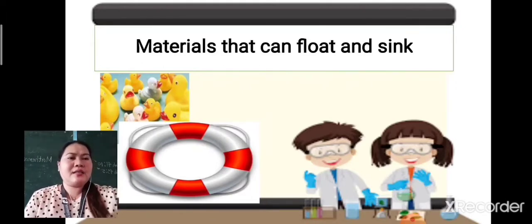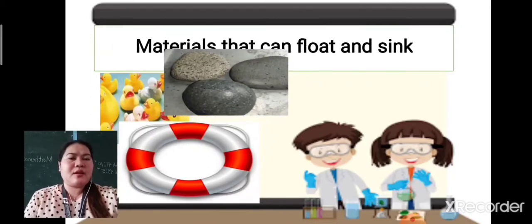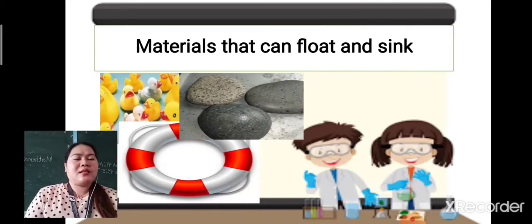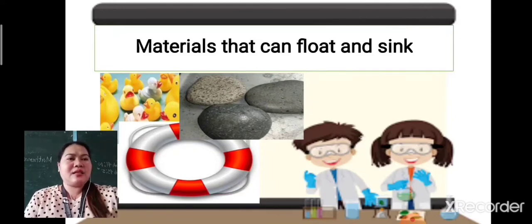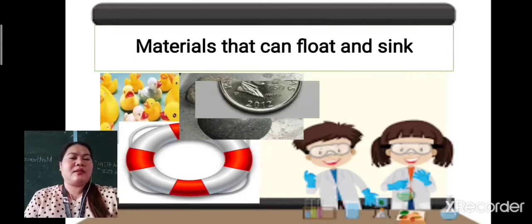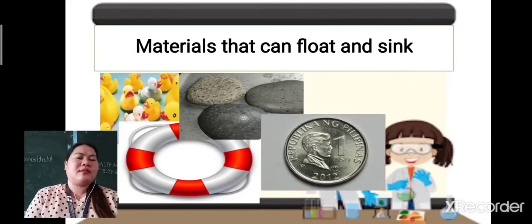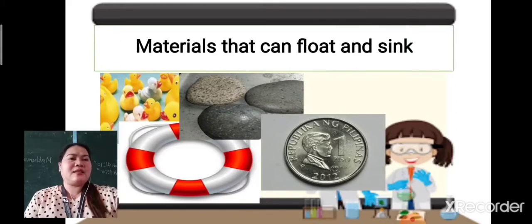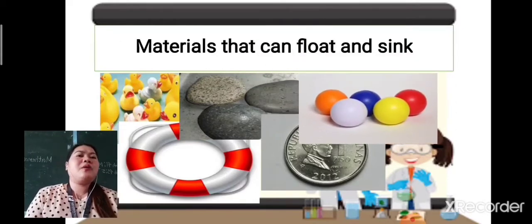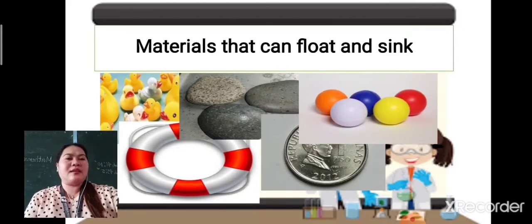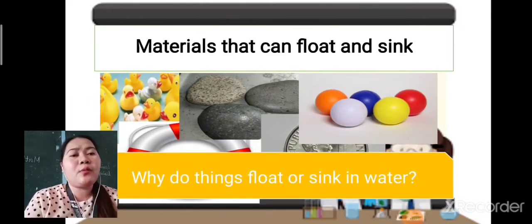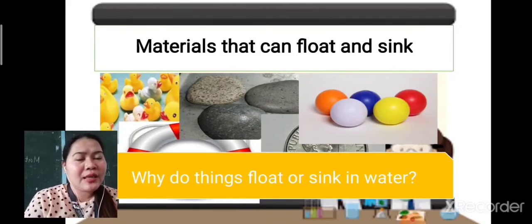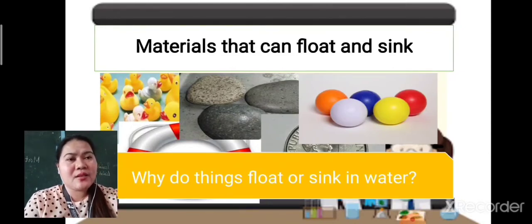Okay, it's floating. How about the rock? Is it floating or sinking? Okay, it's sinking. How about the coin? Okay, it's sinking. How about the plastic balls? Okay, it's floating. Why do things float or sink in water? What do you think, class? What's the reason?